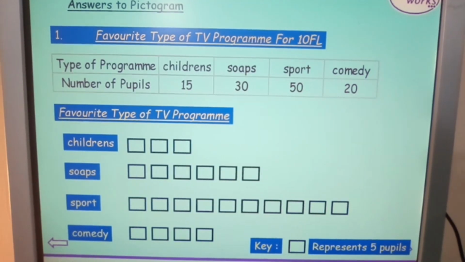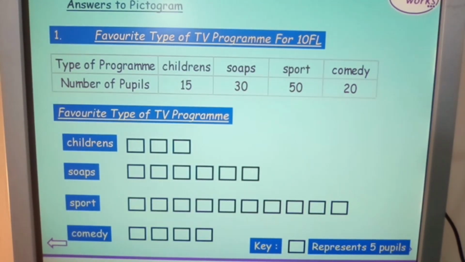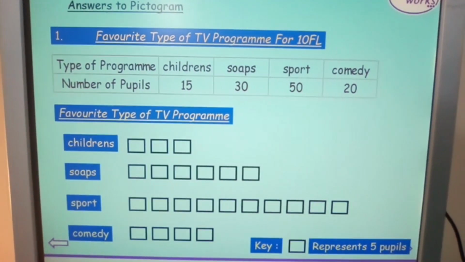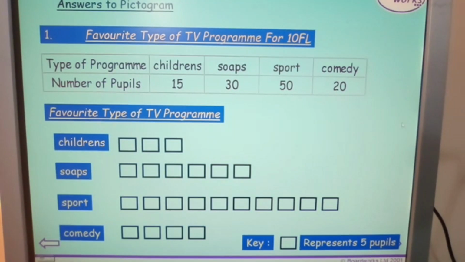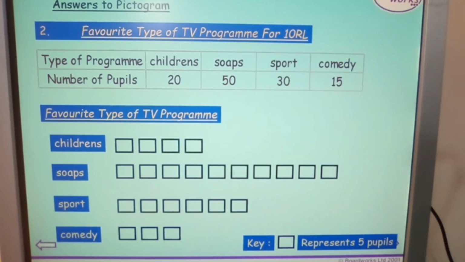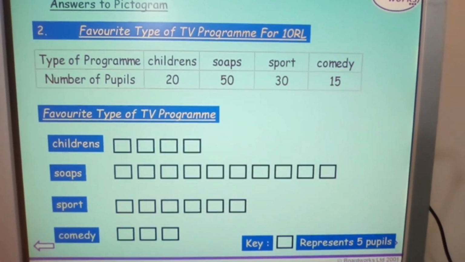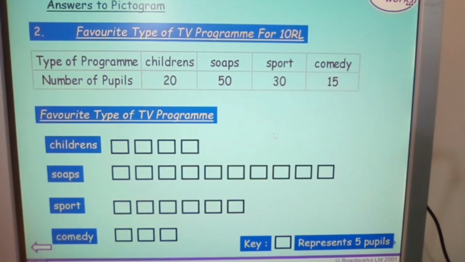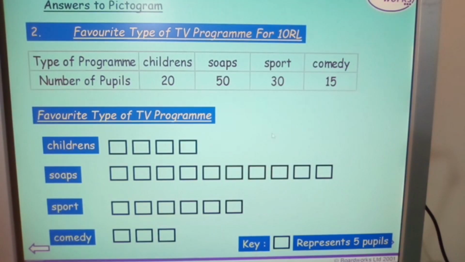Answers to pictogram. Favorite type of program for Tenaro. You can see that Soaps still takes the lead with 50.